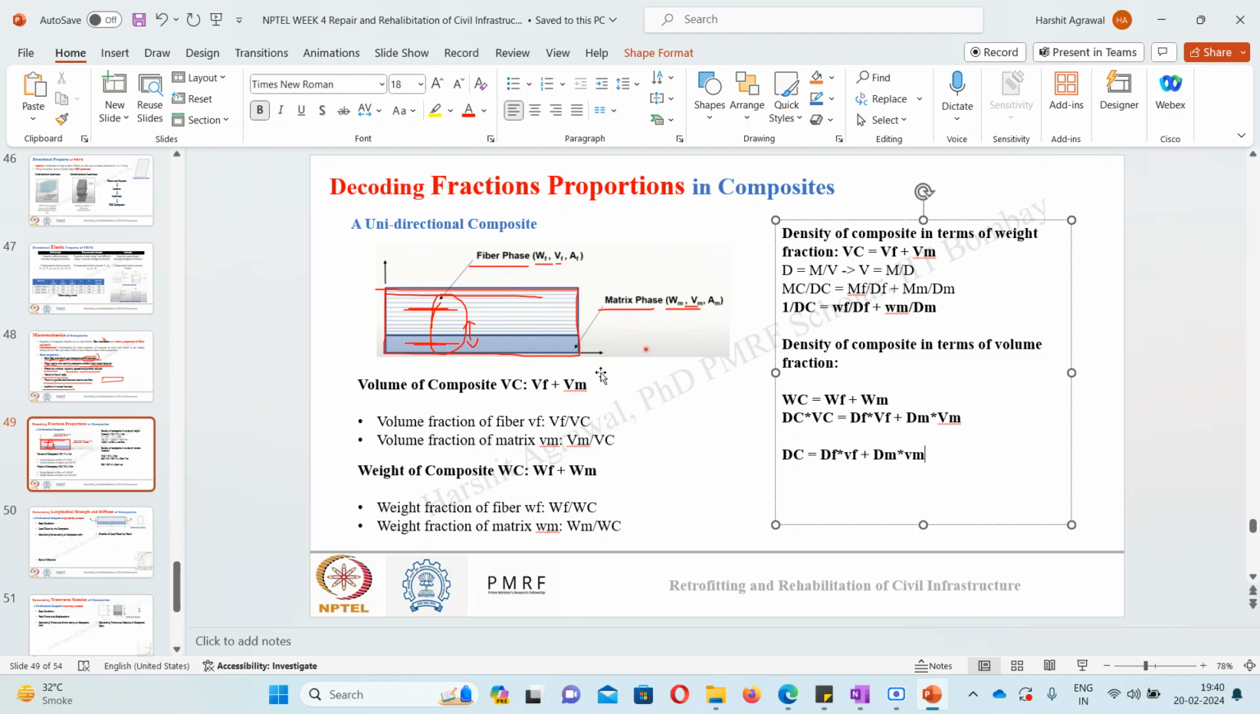Okay, so in this way I can determine the density of my composite if I know either the volume fraction or the weight fraction of my fiber and the matrix in the composite. Okay, I hope this is clear to everyone. Any doubts in this? Very basic simple calculations. Okay, if no doubts we'll move ahead.